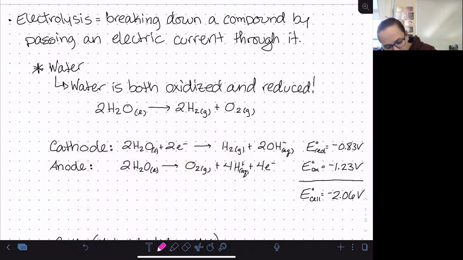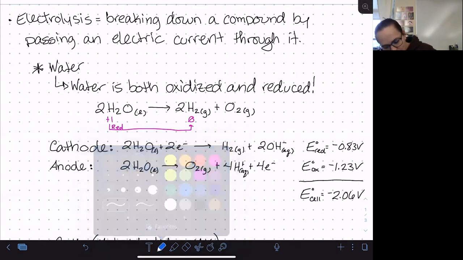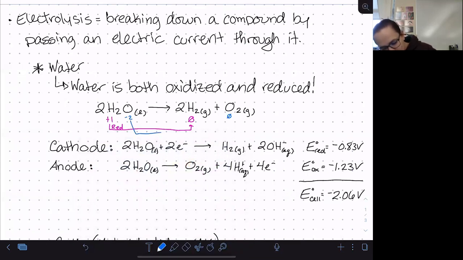We have hydrogen starting at +1 in water and ending up at 0 in hydrogen. So that is our reduction reaction. And then oxygen is starting out at -2 and ending up at 0. So that is our oxidation process that's happening here.